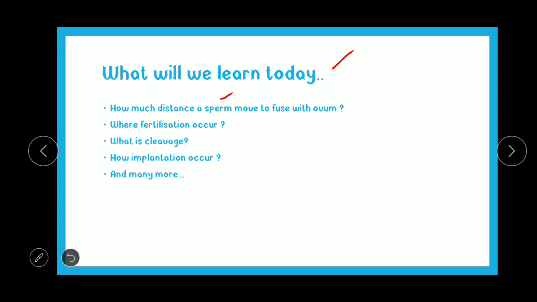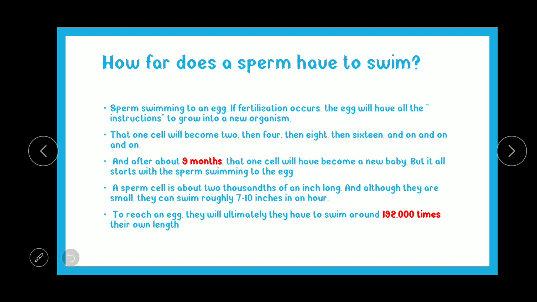Then where fertilization occurs, that is the location of the fertilization. Then we will see what is cleavage. Then we will see how implantation occurs and many more. So let's get started. First of all, how far does a sperm move?